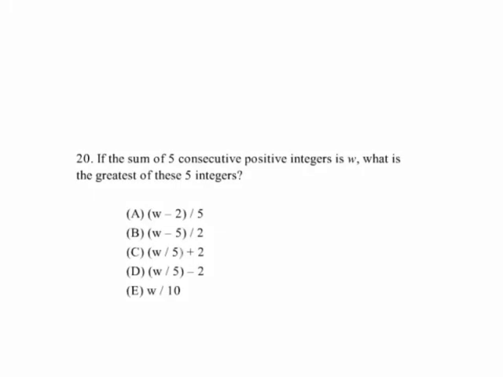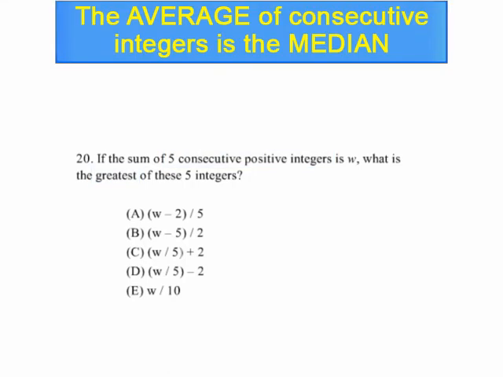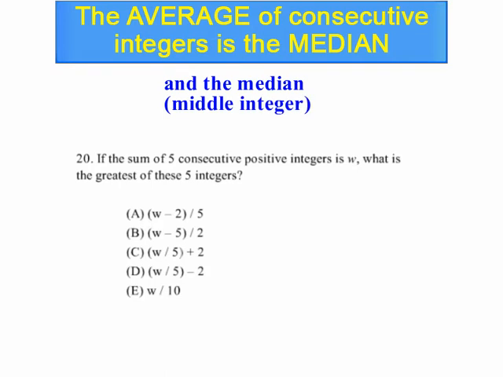Okay, when we look at this problem, focus on what they're asking for and what they're giving us. They give us 5 consecutive positive integers. They say that the sum of it's W, and we want the greatest of these integers. Now, one thing you want to remember is that if you're dealing with consecutive integers, and especially on the SAT they'll give you an odd number of them, that the average of the consecutive integers is the median.